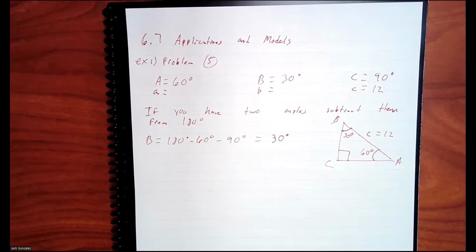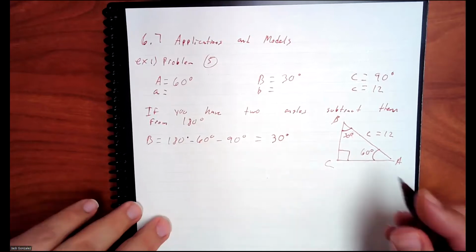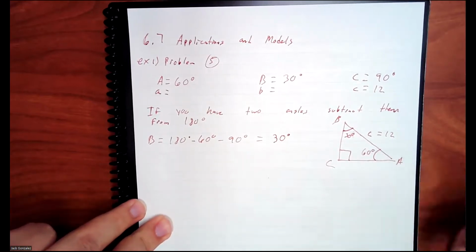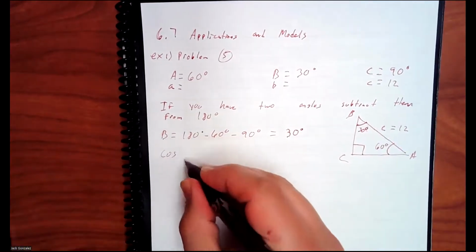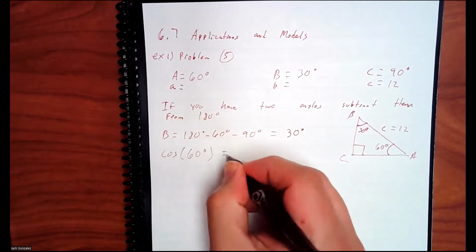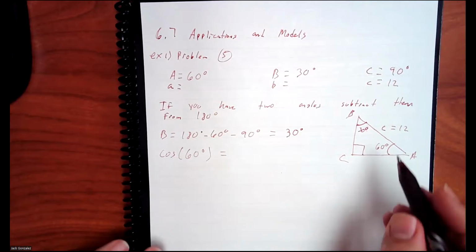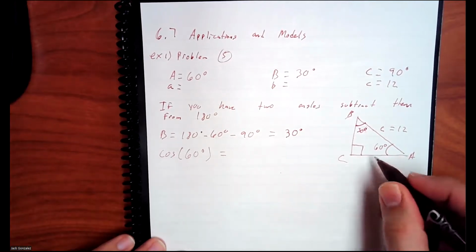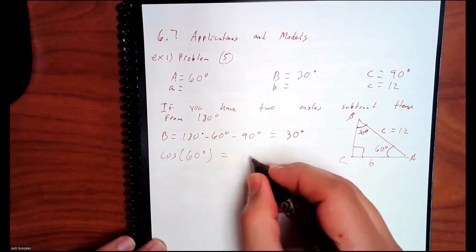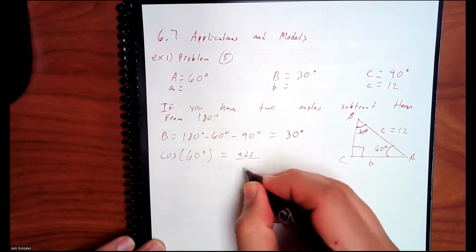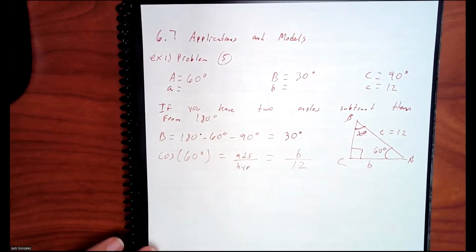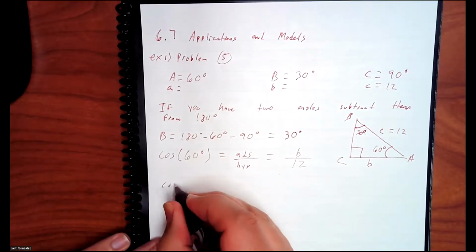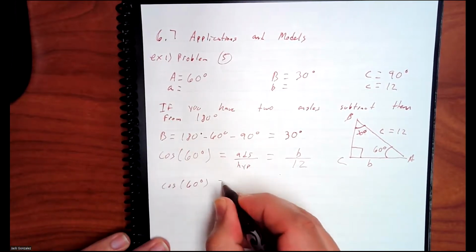Okay. So use the trig function to help you. We want to find, let's say, the adjacent side. This is my adjacent to 60. So cosine of 60 is going to be the adjacent side, which is the missing side they're calling B. So adjacent over hypotenuse is going to be B over 12. So cosine 60 is equal to B over 12.